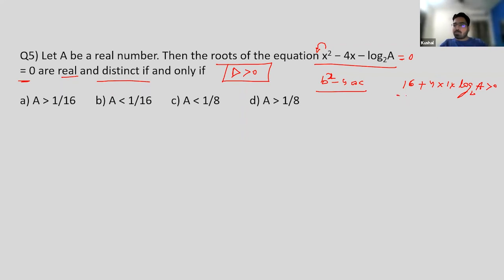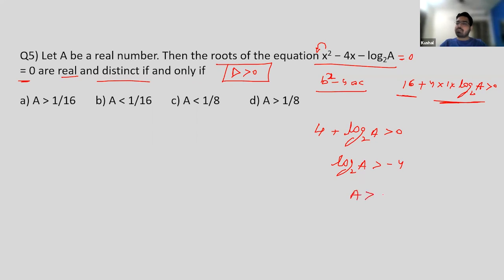4 is common to both the terms, for this term and for this term. So I will take 4 common and put it under 0 and make it 0. What will I get? I'll get 4 plus log of base 2a to be greater than 0, right? Which again can be written as log of base 2a greater than minus 4.